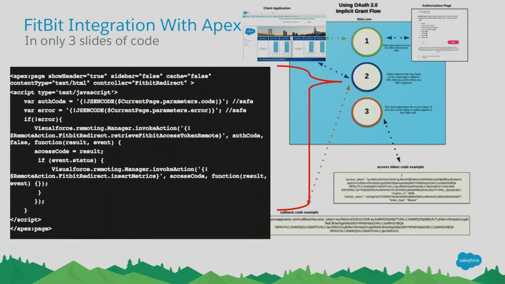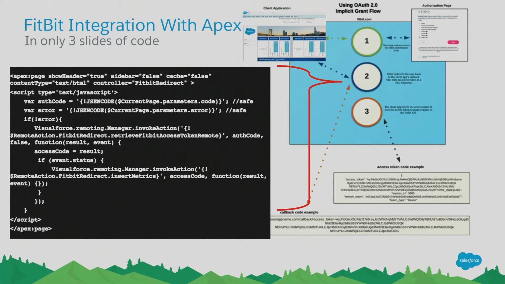Okay, so maybe 10 lines of code there. So then the user authenticates, and Fitbit redirects back to Salesforce. So that's what this page is. Now this is a Visualforce page, and we see this is JavaScript. So this is the page that comes back, and it takes in the parameters, which is an authorization code that Fitbit gave us. All right, so now we're authorized to interact with the Fitbit API.